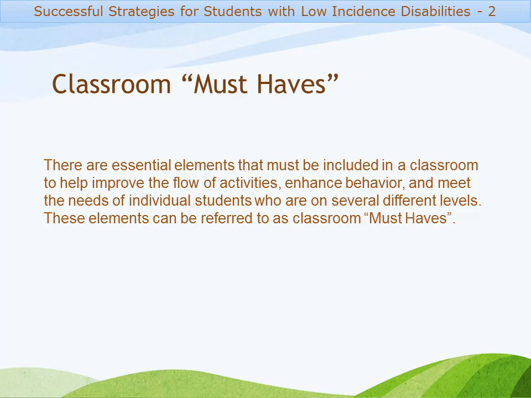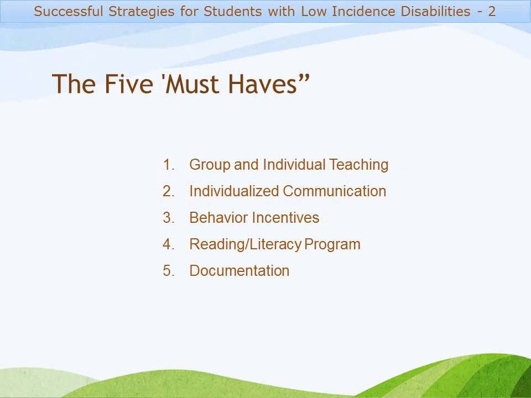An effective low-incidence disabilities classroom should have specific components designed to increase the academic rigor in the classroom. The presence of these elements will improve the flow of activities, keep behavior in check, and meet the needs of the various students in the classroom. These elements are group and individual teaching, an individualized communication system, behavior incentives, and a reading literacy program. Documentation data gathering.